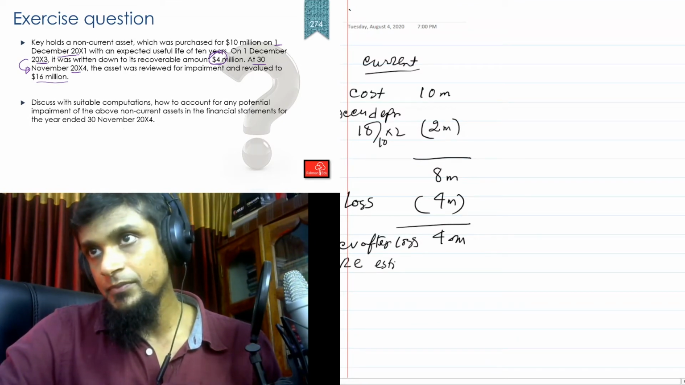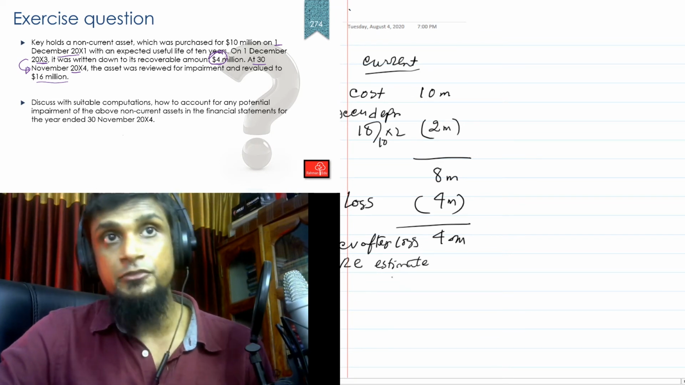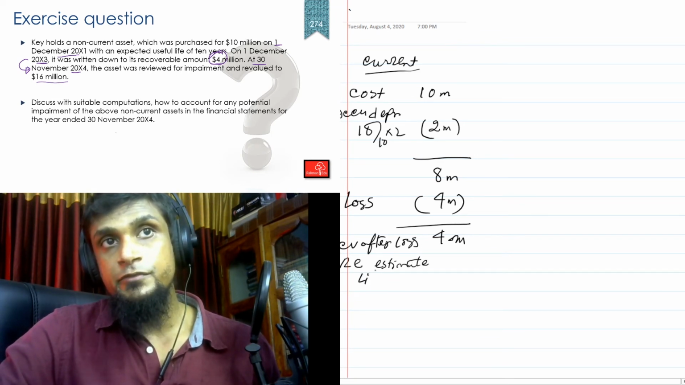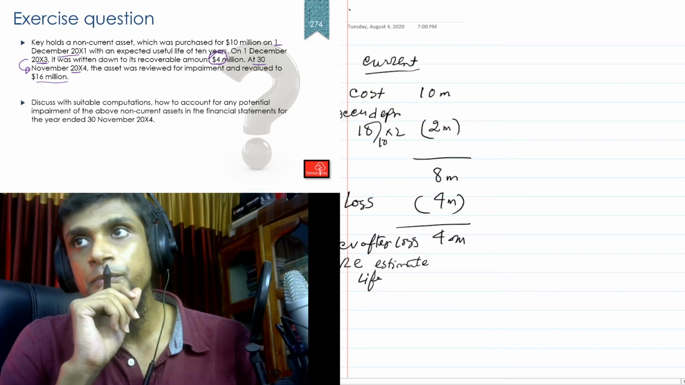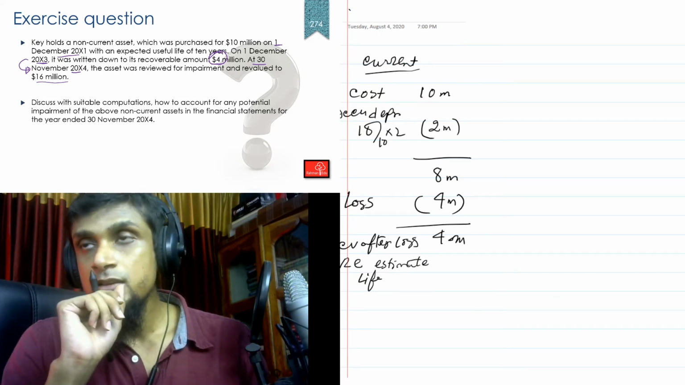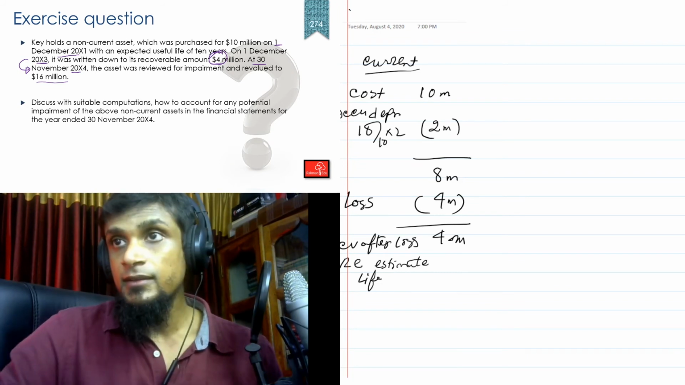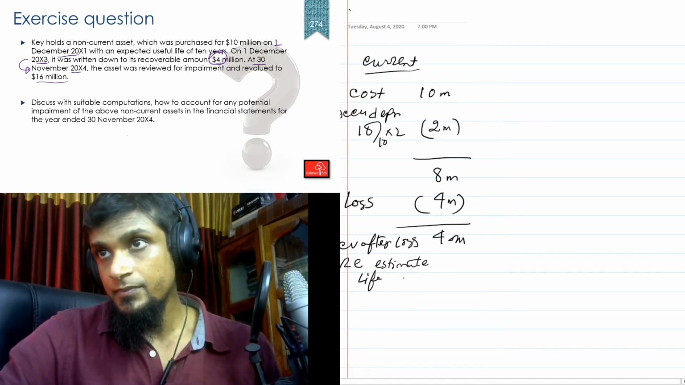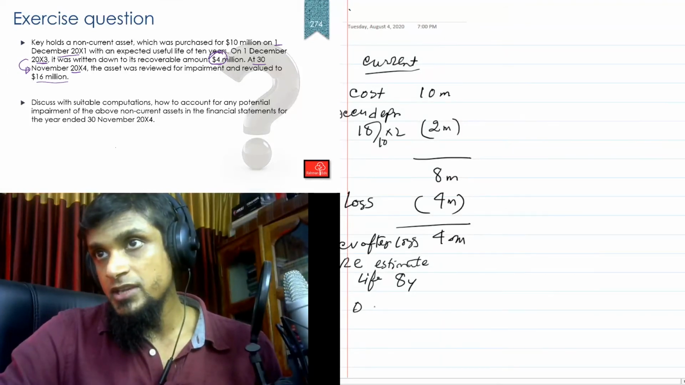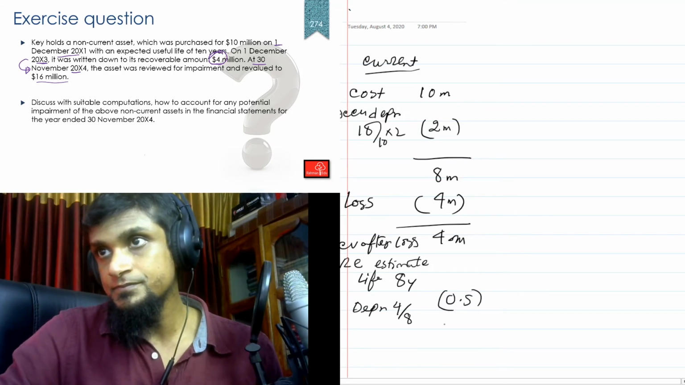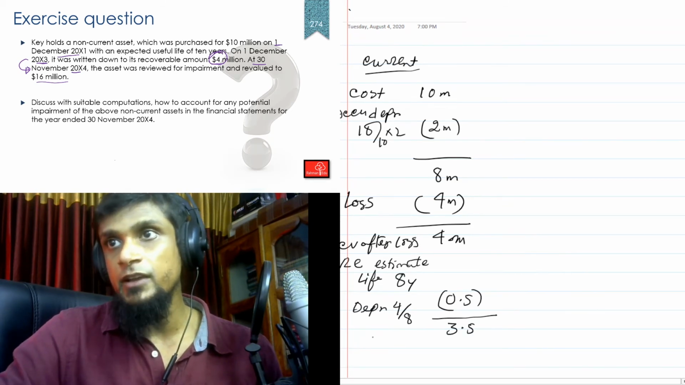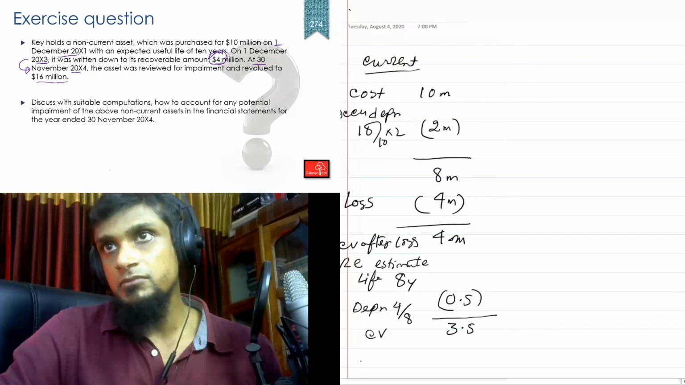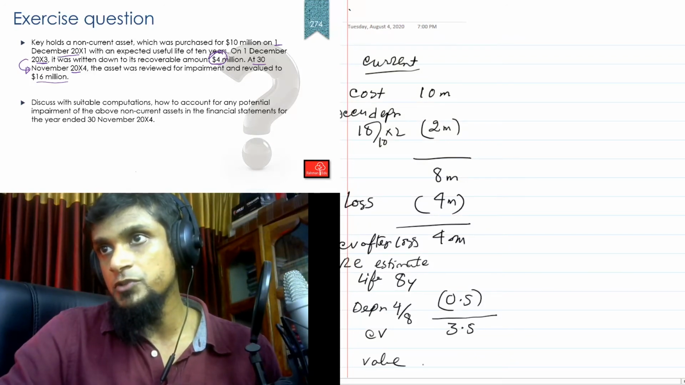Re-estimate life, residual value, everything. So we got the life re-estimation. If nothing is told, then we will take, okay, I had 10 years life, so 2 years is gone. So the life should be now 8 years. So depreciation 4 over 8, that is 0.5. 3.5 is the carrying value. And then recoverable amount, new value equals 16.